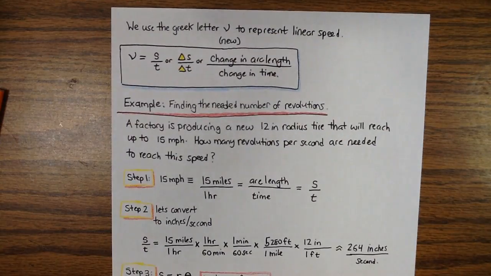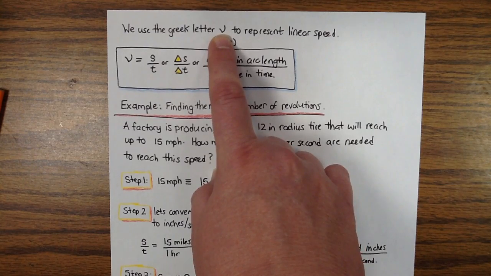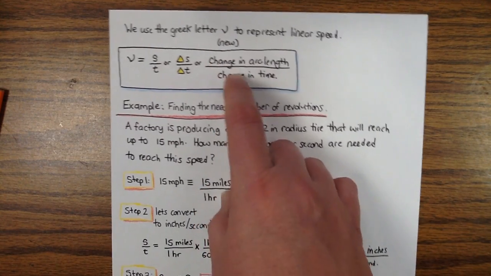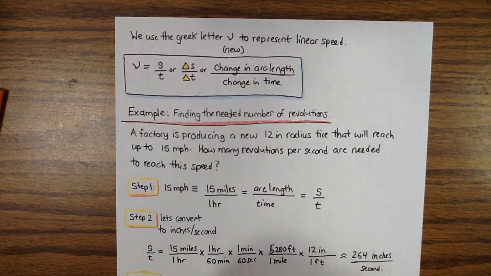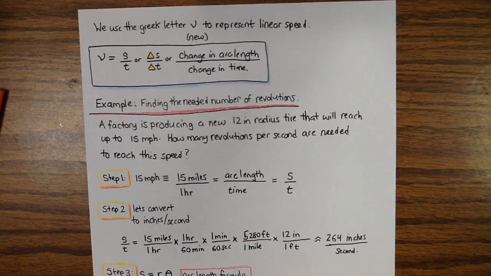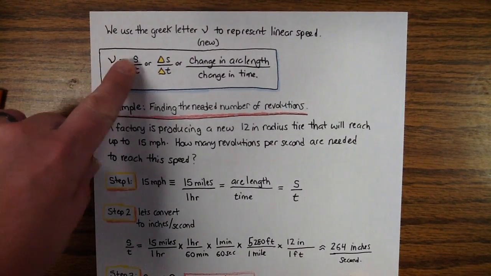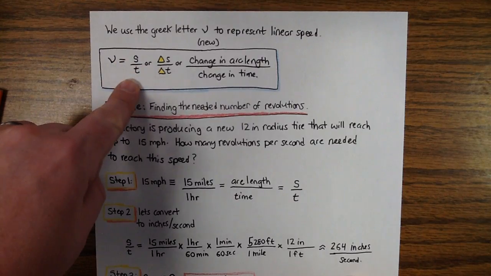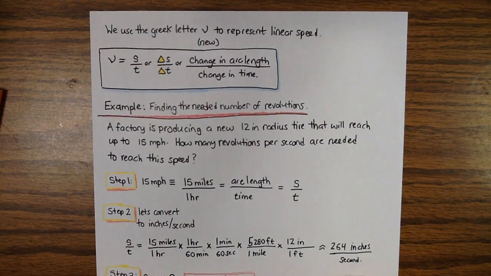So, okay, we're going to use the Greek letter nu. It's pronounced nu. It looks like a v to represent the linear speed. And so this is one of the key formulas you need to use for linear speed. Nu, linear speed, is arc length over time, S over t, or change in arc length over change in time.